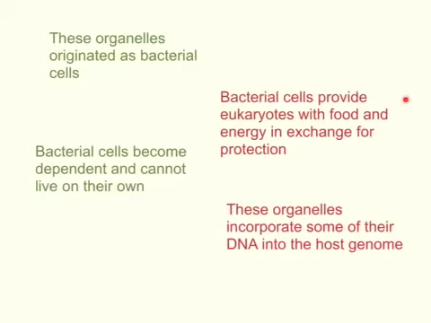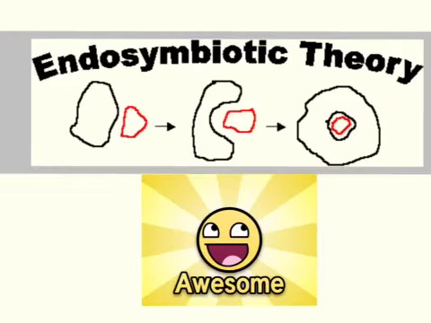Now, after a long time, these bacterial cells become dependent and can no longer live on their own, and so they must reside in the eukaryotic cell and develop into organelles. And lastly, these organelles incorporate some of their DNA into the host genome. So that sums up the endosymbiotic theory of organelles.